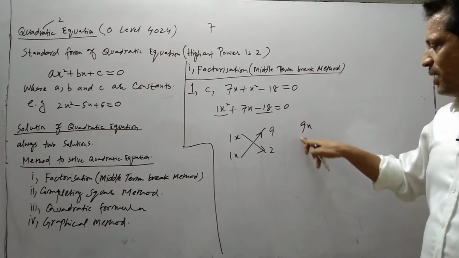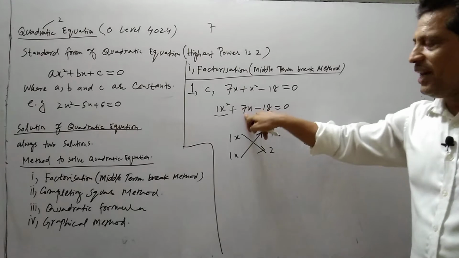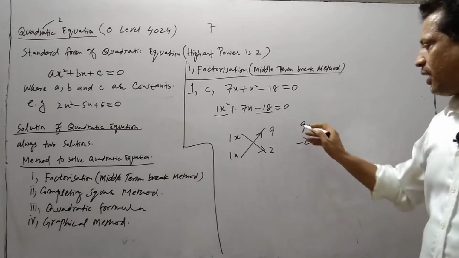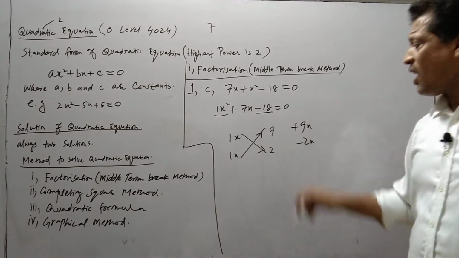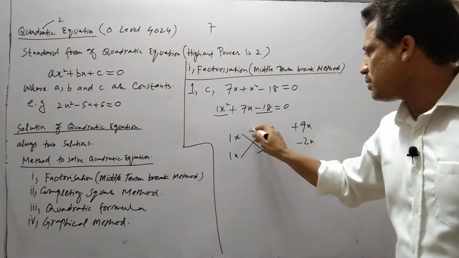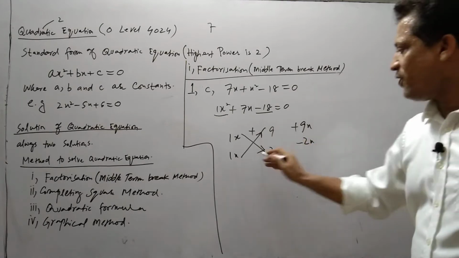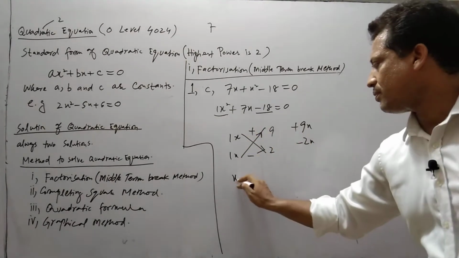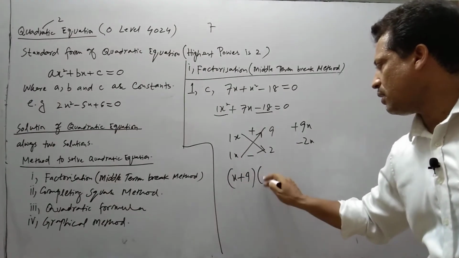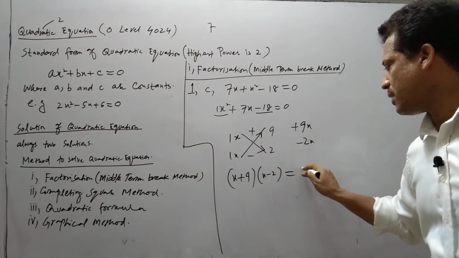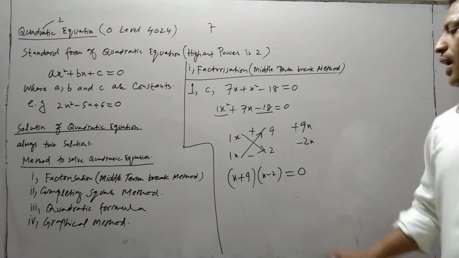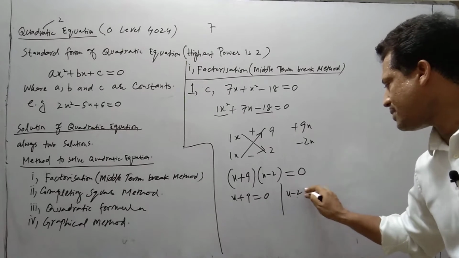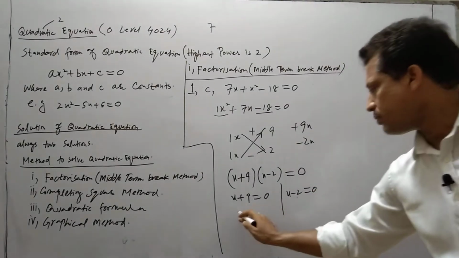Now check, 9 plus 2 is 11, but we need 7. How to get 7? If we put minus over here and then plus over here. If this one is plus, this one is also plus. If this one is minus, this one is also minus. So our answer is x plus 9, x minus 2 is equal to 0. The first bracket is equal to 0. The second bracket is equal to 0.